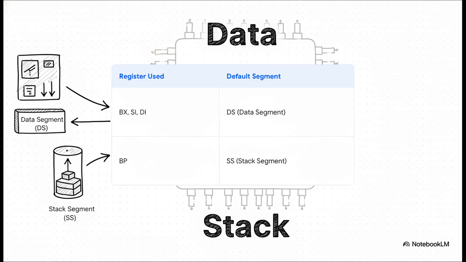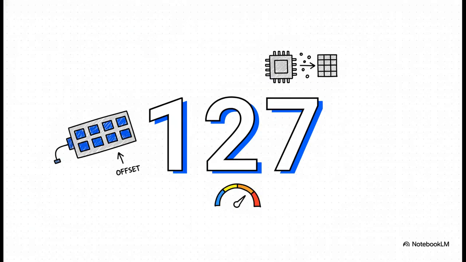Now, for all of these, we're adding an offset, sometimes called a displacement, and its size really matters. See, if we use a smaller, more efficient 8-bit number for that offset, it saves space in our program code, which is great, but it limits our reach. The maximum positive value you can add is just 127. So it's perfect for accessing data that's really close to your starting point.